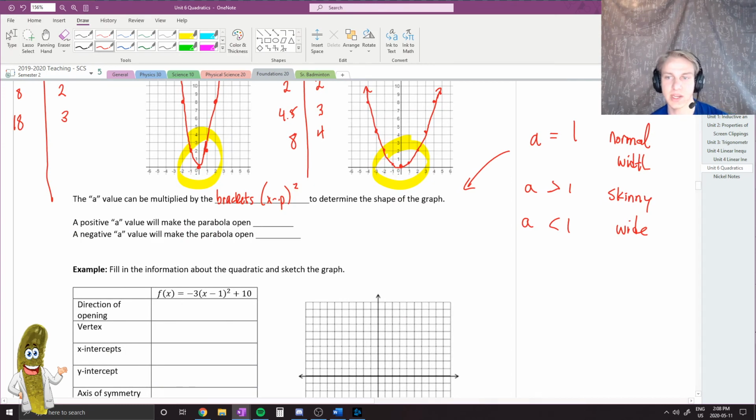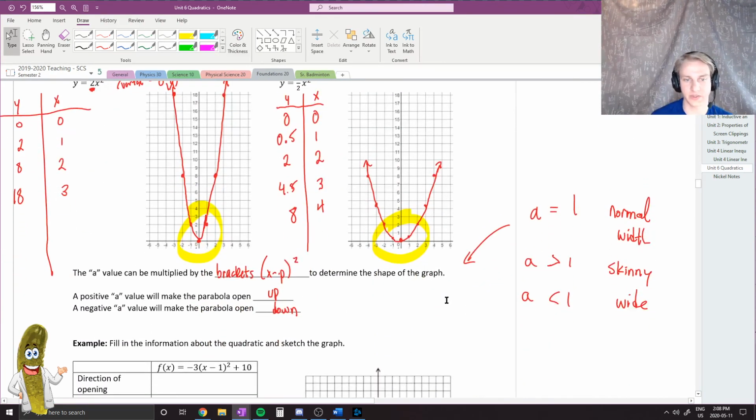The other thing that we need to consider when we're looking at a is a positive a value or a negative a value. If a is in fact positive, that will open the graph up. If a is negative, that will open the graph down. So that's what we had talked about and seen earlier last week.